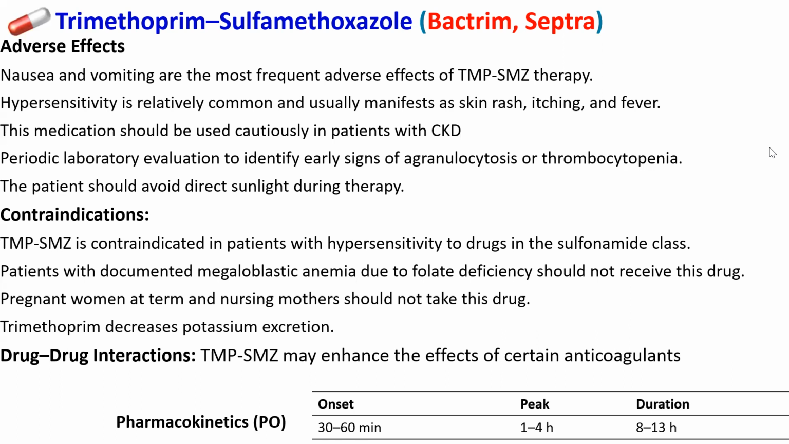A drug-drug interaction. Trimethoprim sulfamethoxazole may enhance the effect of certain anticoagulants, resulting in serious or life-threatening interactions. In other words, it may lead to bleeding. These drugs may also increase methotrexate toxicity. Patients on immunosuppressive agents like methotrexate, these drugs may also increase the methotrexate toxicity.